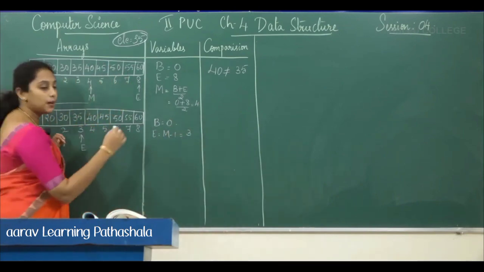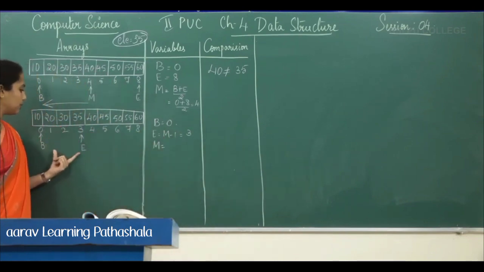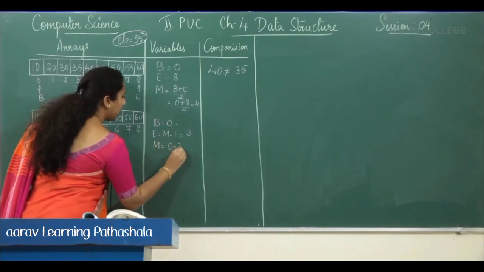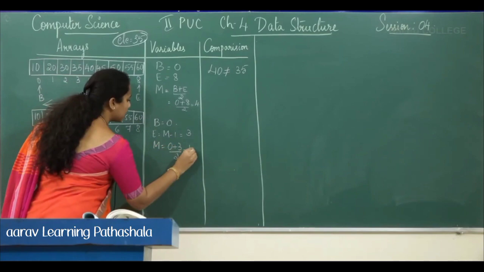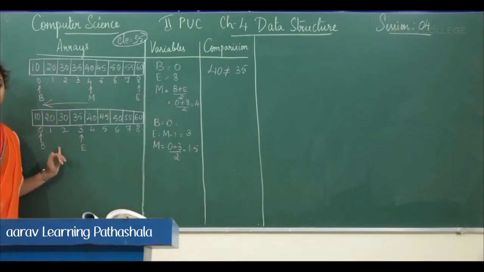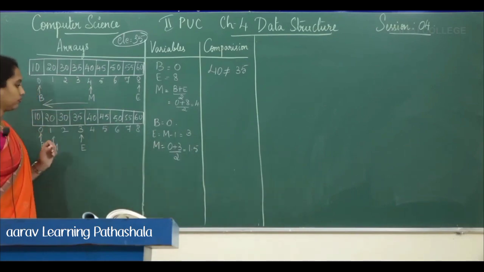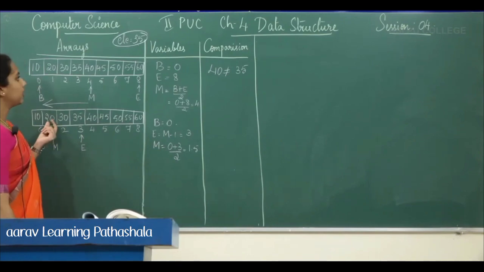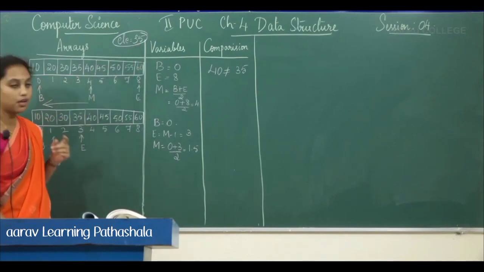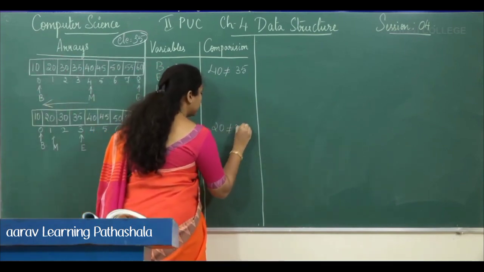Next, find the middle position. So how to find the middle position? 0 plus 3 by 2, that is 1.5. So consider 1 as the middle element. So check whether 20 is equal to 35. 20 does not equal 35.